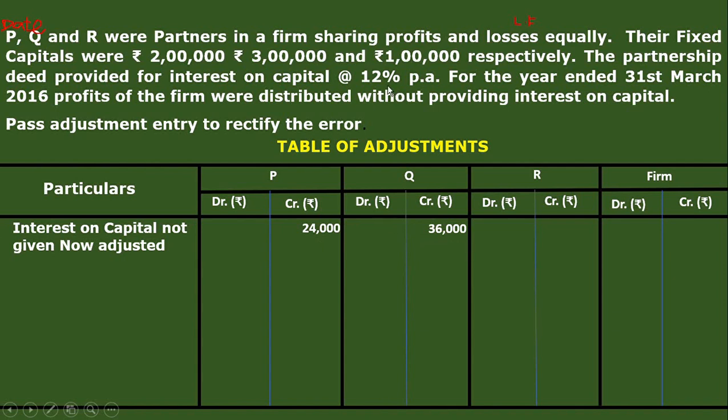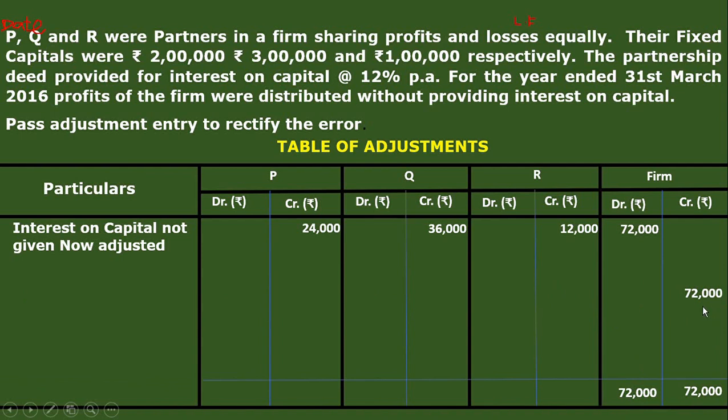Why 36,000? 12% of 3 lakh. And then R's 12,000. How 12,000? 12% of 1 lakh. So if I add 36 plus 24 plus 12, then we get 72,000, and that we have to write on the debit side of the firm. Next, as no other information is given, we have to balance it up. So the firm 72,000 here, and we got 72,000 here on the credit side.